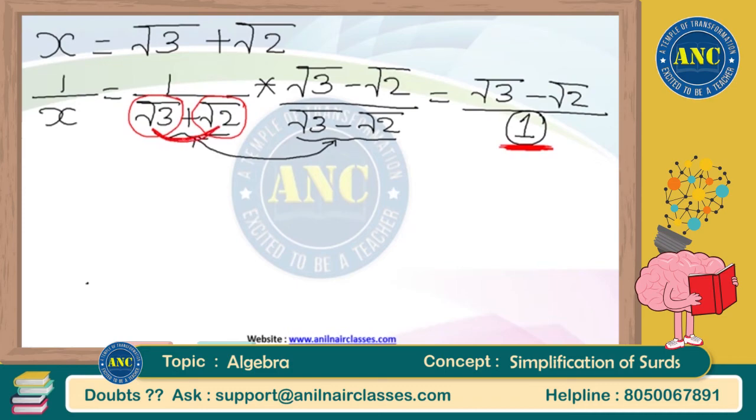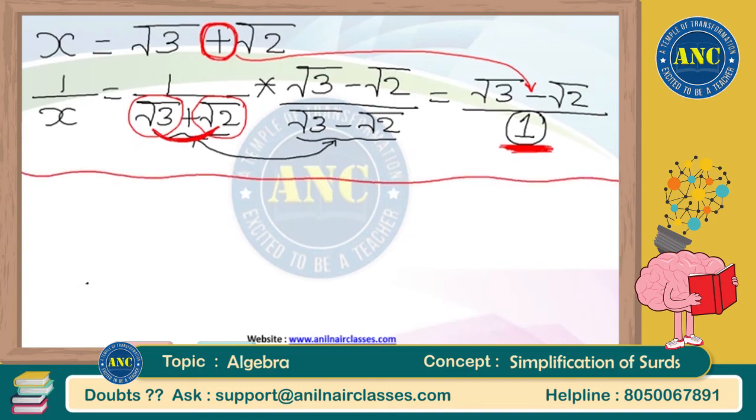That means, whole numbers means forget about the square root. Don't take the square root into account. If I remove the square root, the number becomes 3. If I remove the square root, the number becomes 2. The difference of 3 and 2 is 1. That is your denominator. And the numerator will be whatever operator you have here for x, the numerator will be the opposite operator, which is minus in this example.